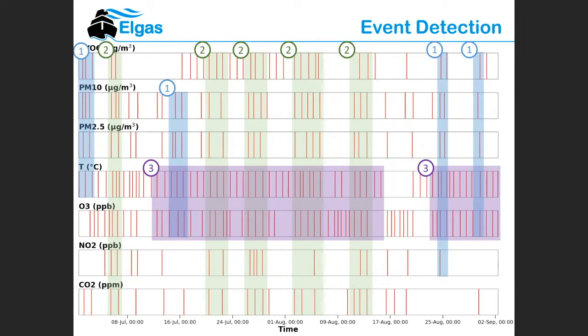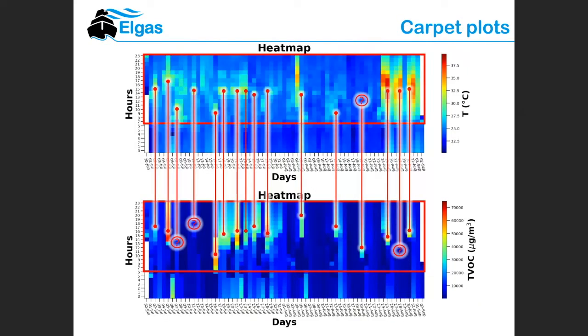With this visualization you can see that these peaks are matching, but we don't know where these events are happening and for how long. So we also made an analysis using carpet plots, and one of the things we realized is that in the case of the wheelhouse, the events all have a certain relation with the temperature.